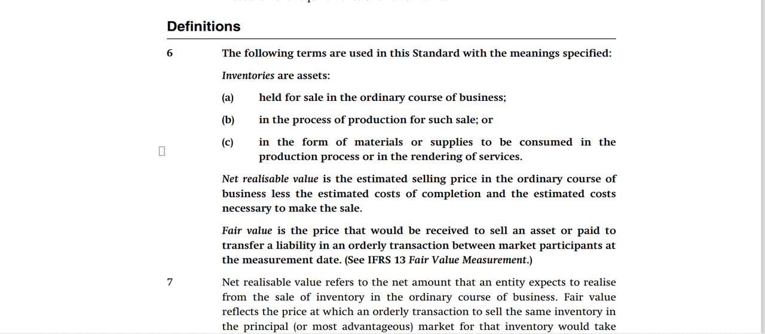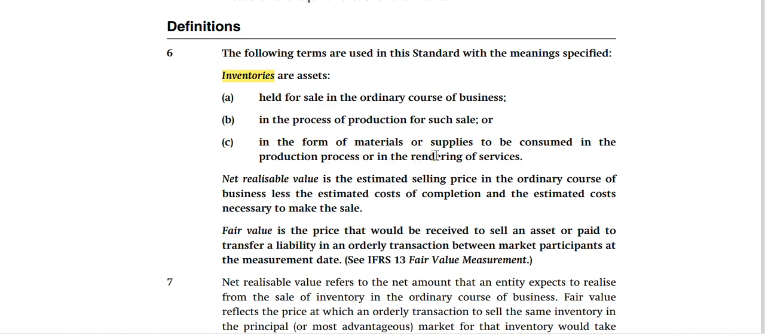So we're starting now with the definitions. The definitions will assist you to better understand the terms that are important in the standard, which is International Accounting Standard 2. Definitions: the following terms are used in the standard with the meanings specified. The first one is inventory. What are inventories? Inventories are assets held for sale in the ordinary course of business, in the process of production for such sale, or in the form of materials or supplies to be consumed in the production process or in the rendering of services.